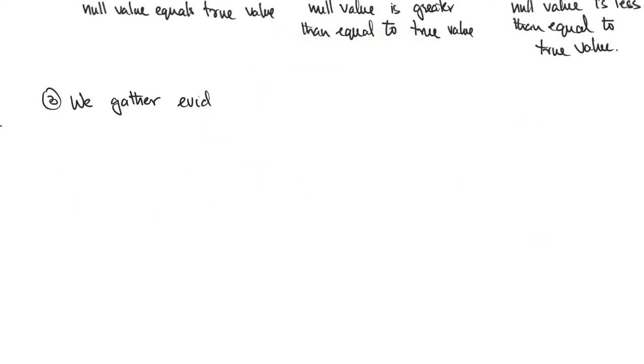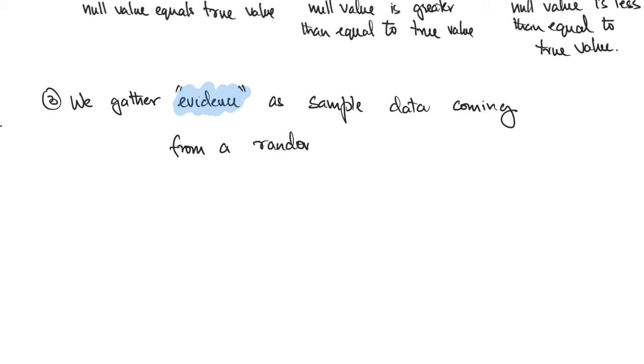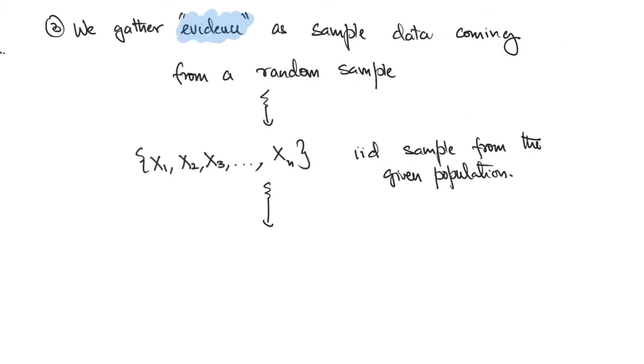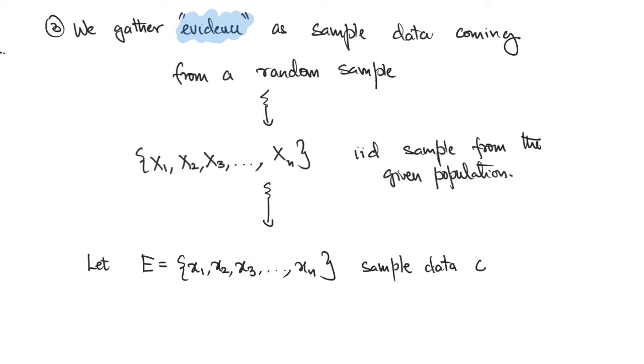Finally, we gather evidence as sample data coming from a random sample, that is random variables X1, X2, X3 up to Xn. These are independent and identically distributed random variables coming from the given population, and we will denote the set E to be elements x1, x2, x3 up to xn. This is the sample data corresponding to the random sample capital X1 through Xn.